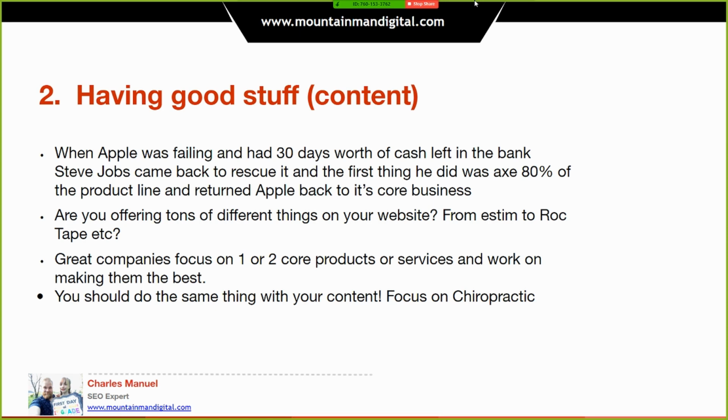And so, something to think about is when Apple was failing and had 30 days worth of cash left in the bank, Steve Jobs came back to rescue it, and the first thing he did was axe 80% of the product line and returned Apple back to its core business, okay? And this is another thing I see all the time on websites. Are you offering tons of different things on your websites? From eStim to rock tape to different acupuncturists and all these different items. You can't do that because great companies focus on 1 or 2 core products and services and work on making them the absolute best, okay?